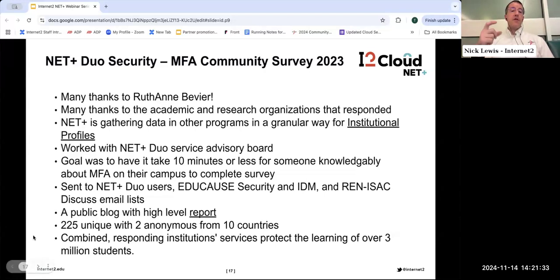And one of the interesting things coming out of the survey was that combined across all of the responding institutions, Duo was protecting the learning of over 3 million students. That's a pretty big number. And think about that on your campus. How many people are being protected by multi-factor authentication? So then we did a report based on that, and it's been published out to the NetPlus Duo subscribers if you want additional details. Next slide, please.